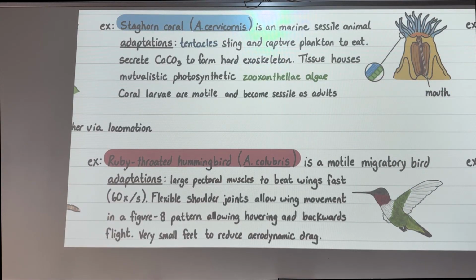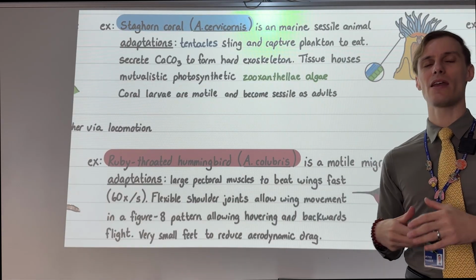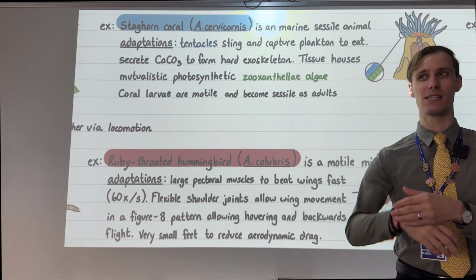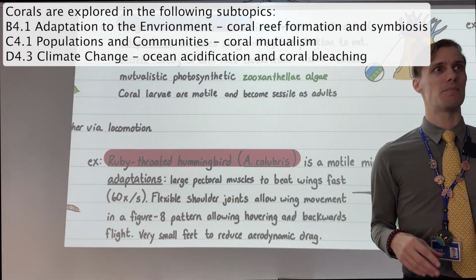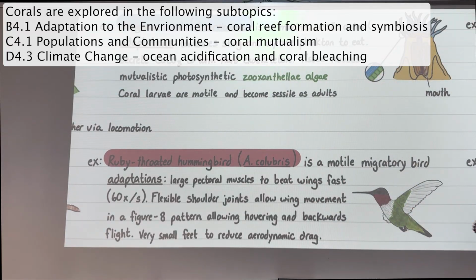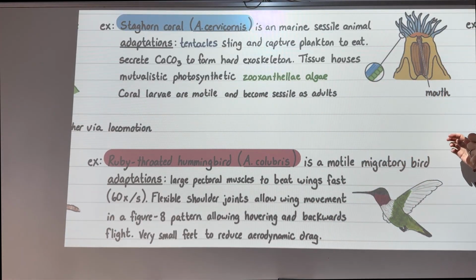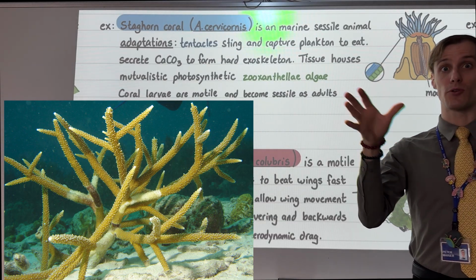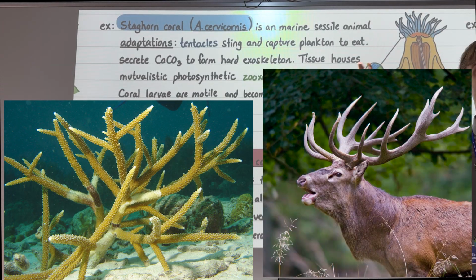The next example is that of a sessile animal, and this animal is one that we'll probably be discussing several times in this course because it has a key role ecologically, and that is the staghorn coral. Staghorn because the shape of its exoskeleton and the protrusions kind of look like a staghorn antler.